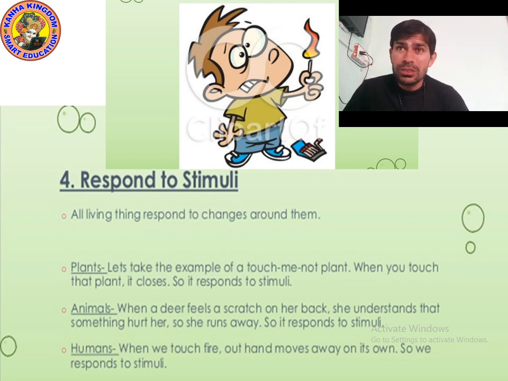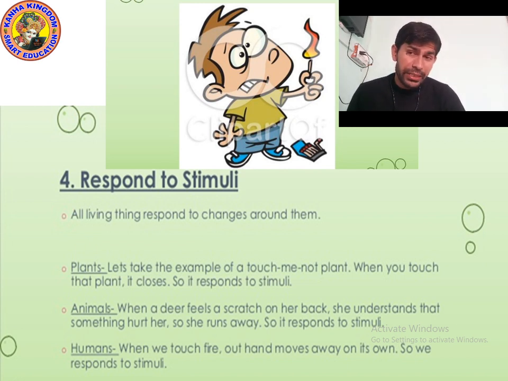As you can see in the picture, the boy is watching the fire. If the boy touches the fire, then what will the boy do? The boy will move his hand away. So when we touch fire, our hands move away on their own. So we respond to stimuli. We respond to the changes happening around us.